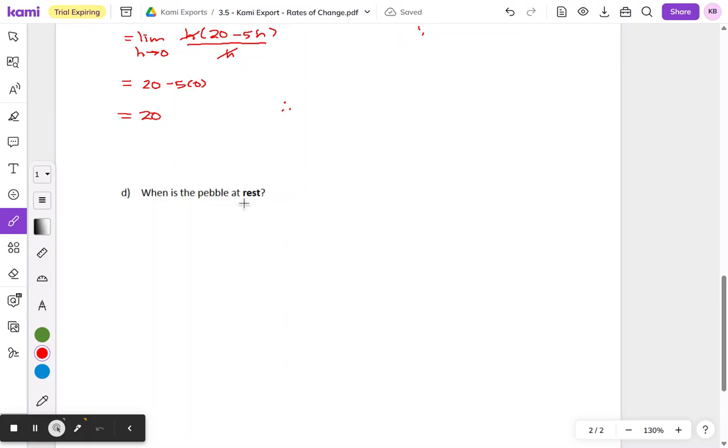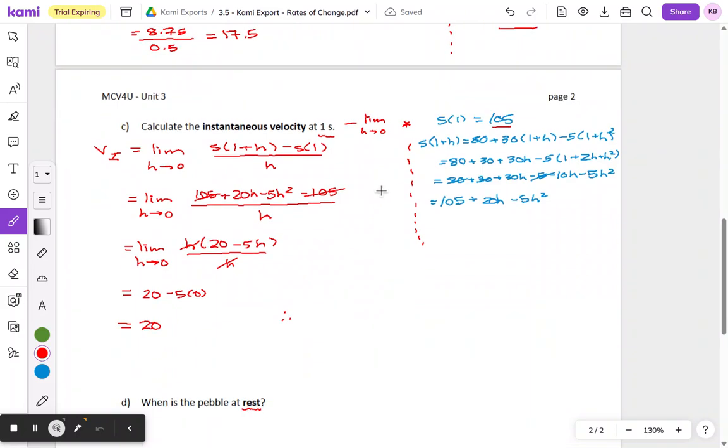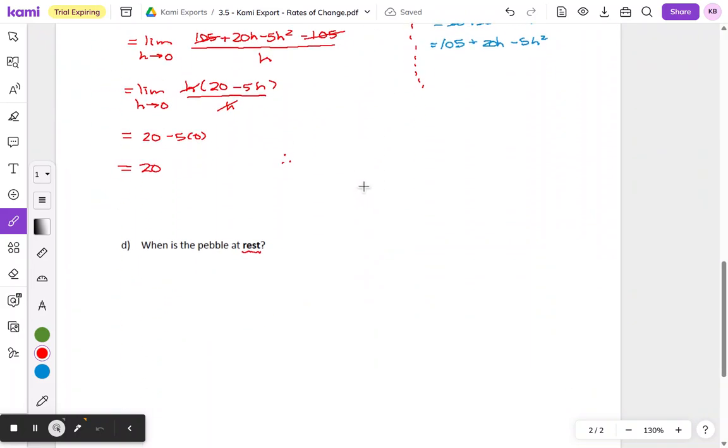So the question is, when is the pebble at rest? And rest does not mean when it reaches the ground. Yes, it will be at rest once it's hit the ground, but this is asking sort of mid-travel, where is the velocity going to be 0? So that's going to happen when it's right at the peak point.